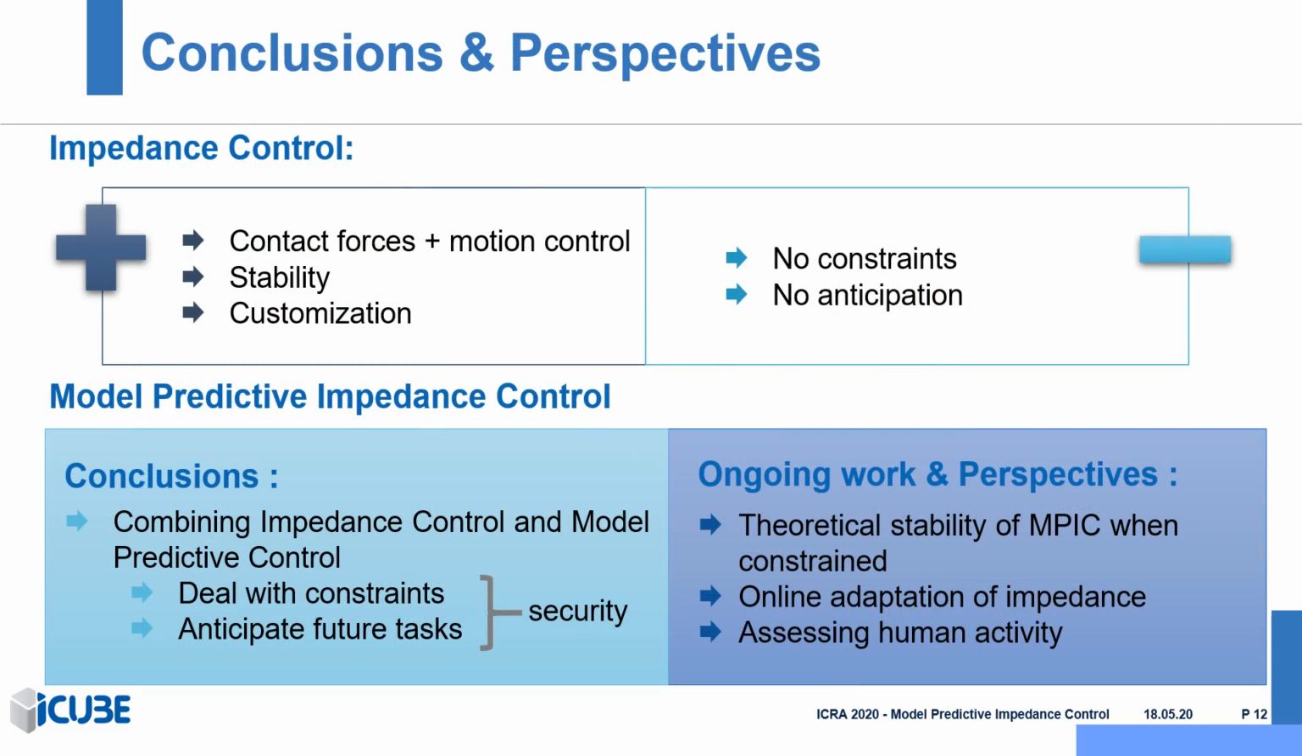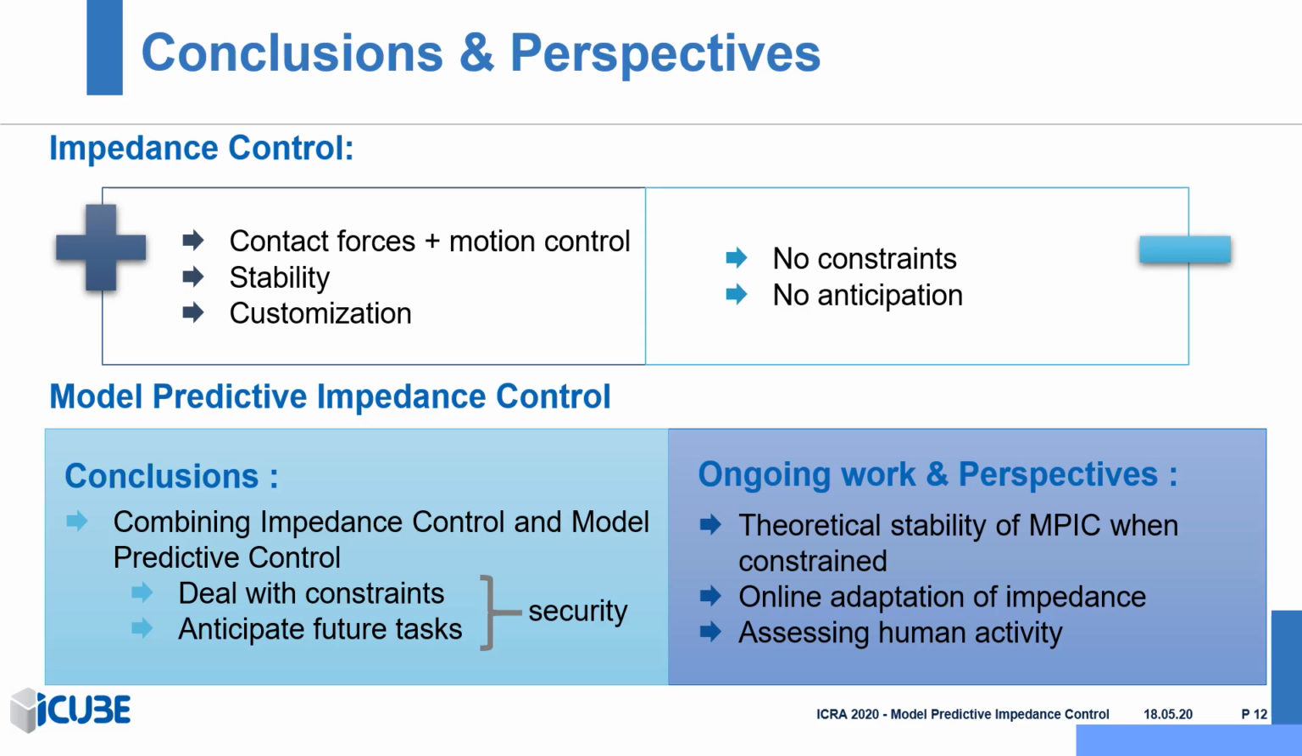To conclude, we saw that impedance control had great advantages when dealing with contact forces and motion control, and also had interesting properties in terms of stability and customization. However, it does not allow to deal with constraints and prediction. We showed that it is possible to combine impedance control with model predictive control, resulting in our model predictive impedance control that can address these issues and by such increase security for human-robot interactions.